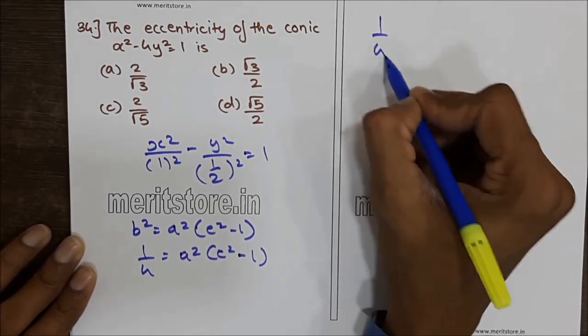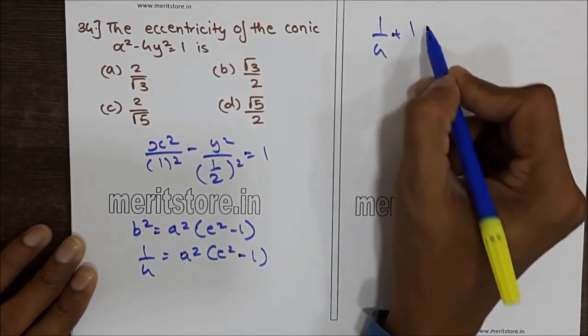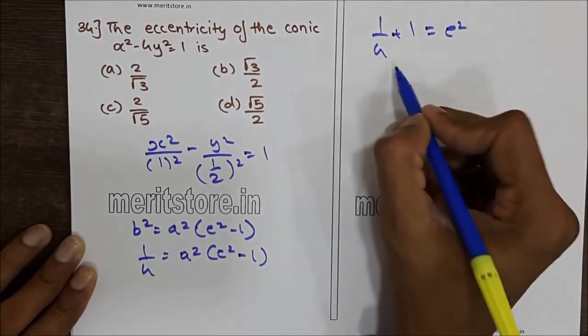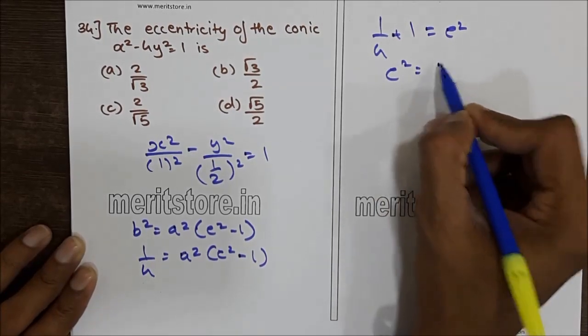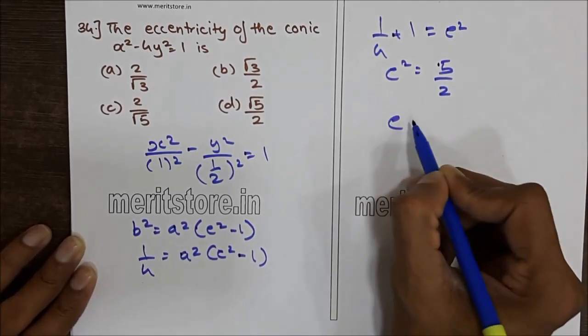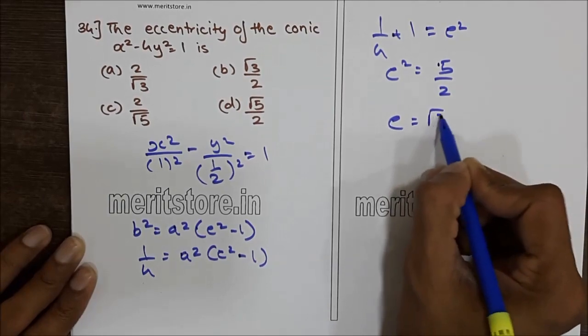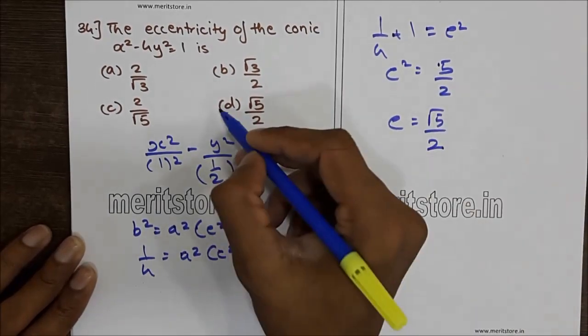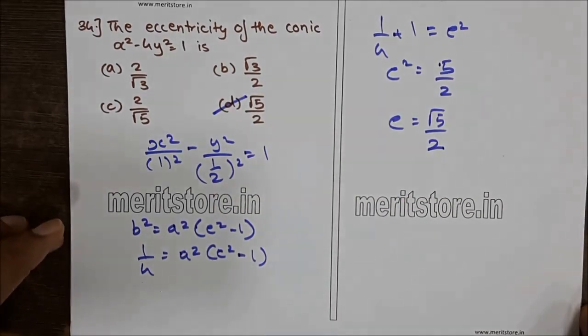Further solving, we get 1 by 4 plus 1 equal to e square, where we get e square is equal to 5 by 2. Taking a root on both the sides, we get root 5 by 2, which is our option D. Therefore option D is the correct answer.